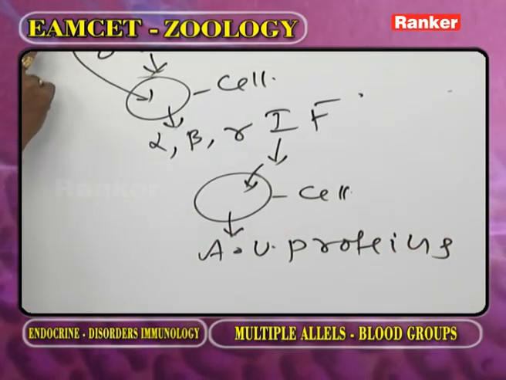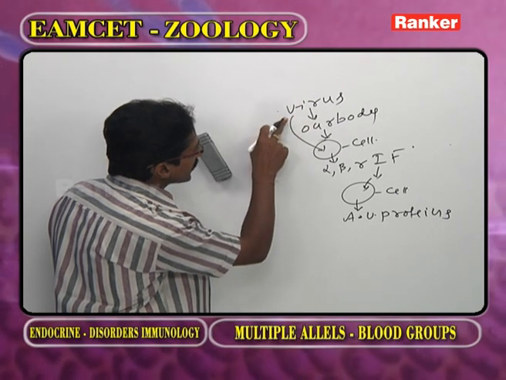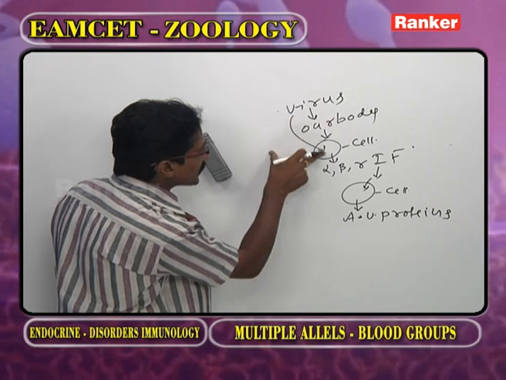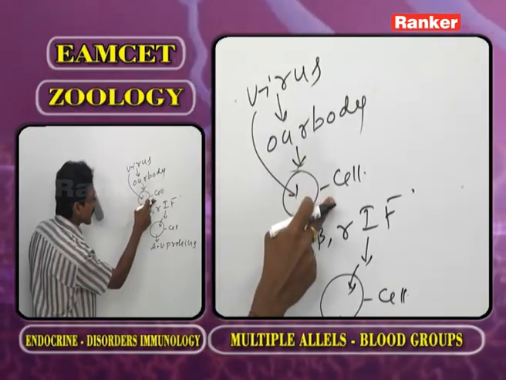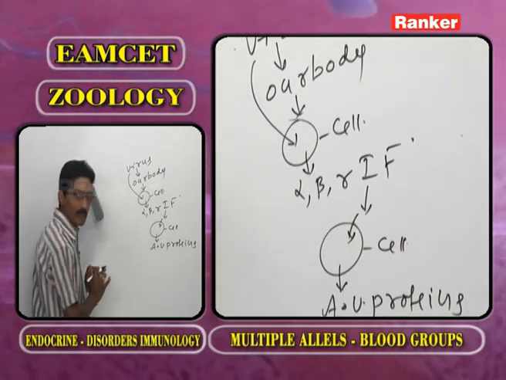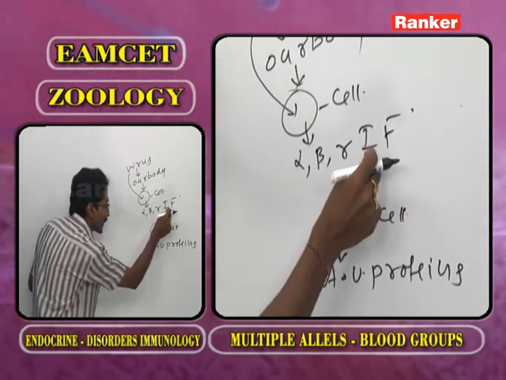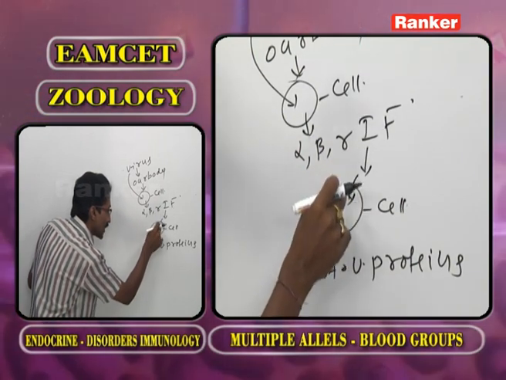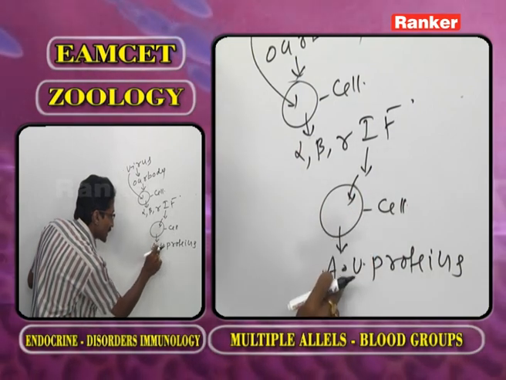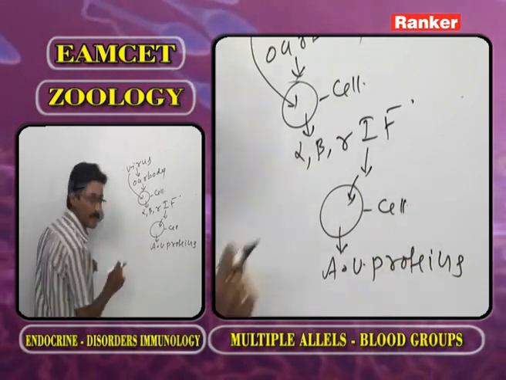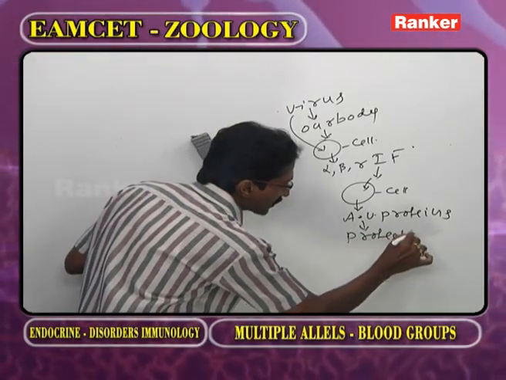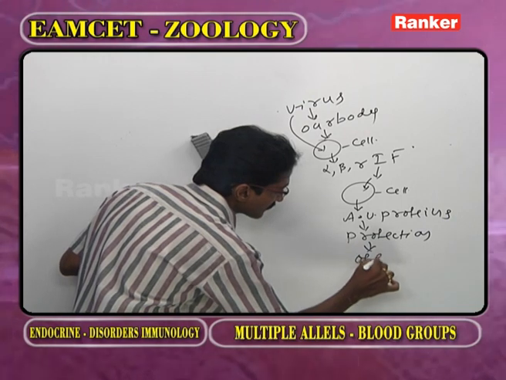Again repeating, one virus enters into our body. Now the virus enters into one cell. Because of the influence of the virus, the cell releases either alpha or beta or gamma interferons. Now the interferons enter into another cell. Now because of the interferon, this cell secretes antiviral proteins. Now these proteins provide protection to other cells.